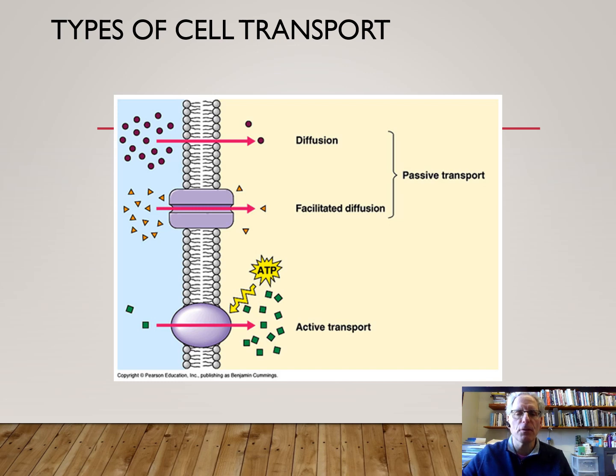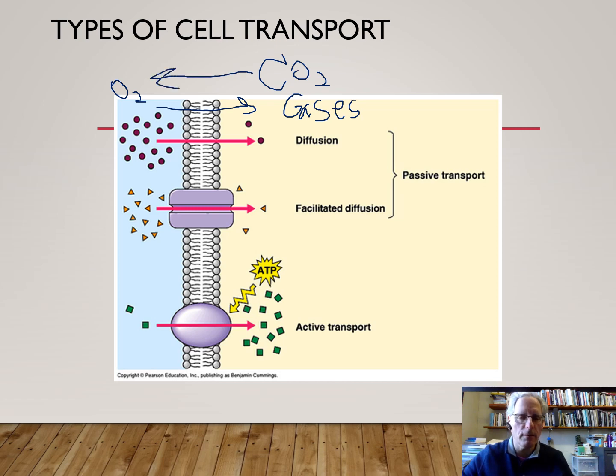When it comes to passive diffusion, gases are taken up via passive diffusion, both polar and nonpolar gases. So oxygen comes in, perfectly fine. Carbon dioxide, which is generated as a metabolic waste, can leave just fine.